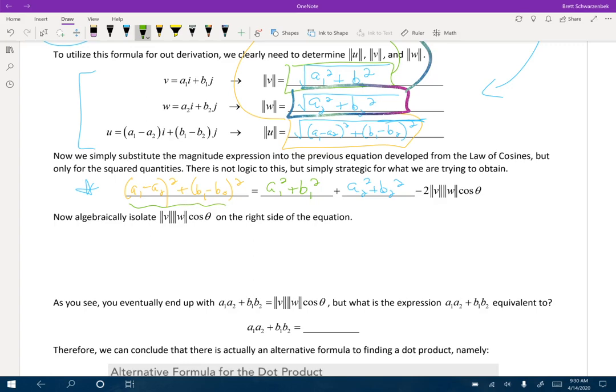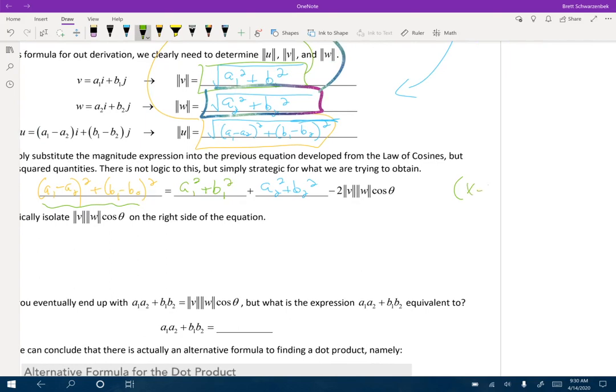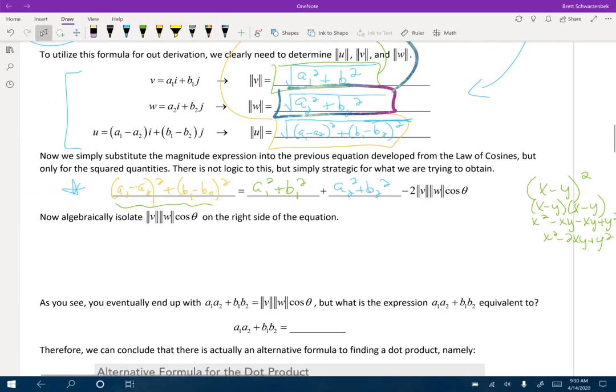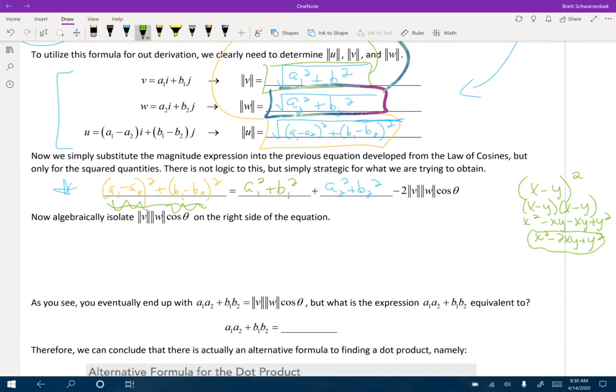Alrighty, so the only thing left to do here is algebraically do some manipulation on the left side over here. Just remember that when you take two terms and you square them, a binomial specifically, we're dealing with foiling. So this is the same as this. If you do first, inside, last, you get x squared minus 2xy plus y squared. So the two quantities over here are going to end up in the same form as this right here.